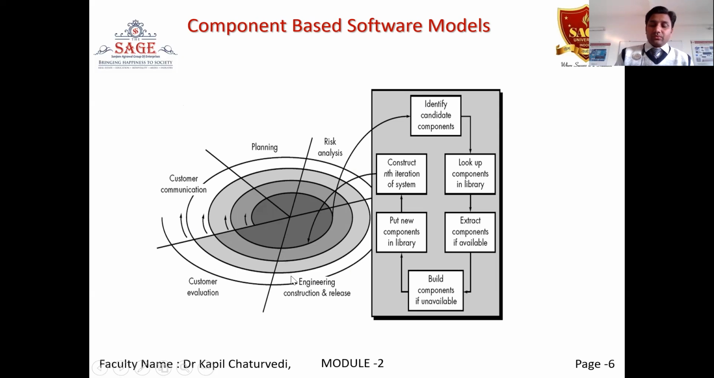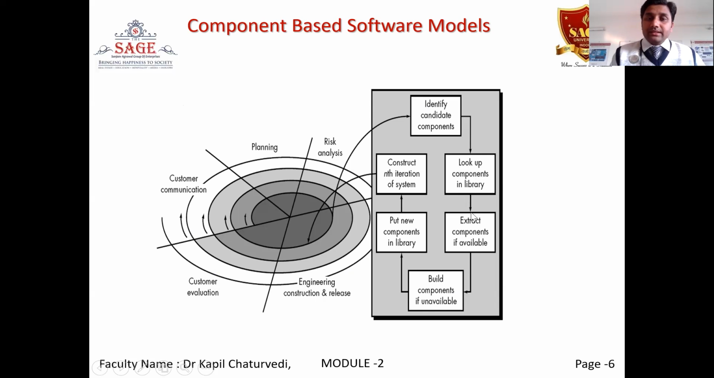But the thing which we have to understand in this model is the component-based mechanism, where engineering, construction and release is the phase where the actual project is implemented. Whenever we implement a new module, first of all, we have to identify the candidate component, that is, what new component has to be implemented. Then we look up that component in the library. If that component is available in our library, we extract it, and build the component if unavailable.